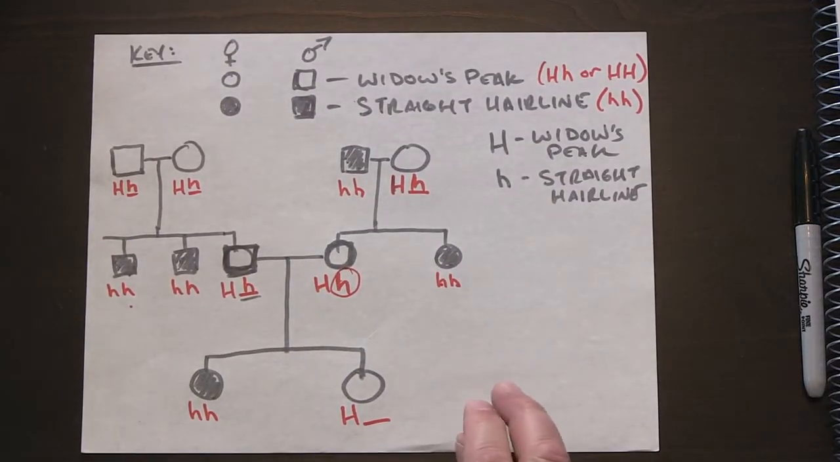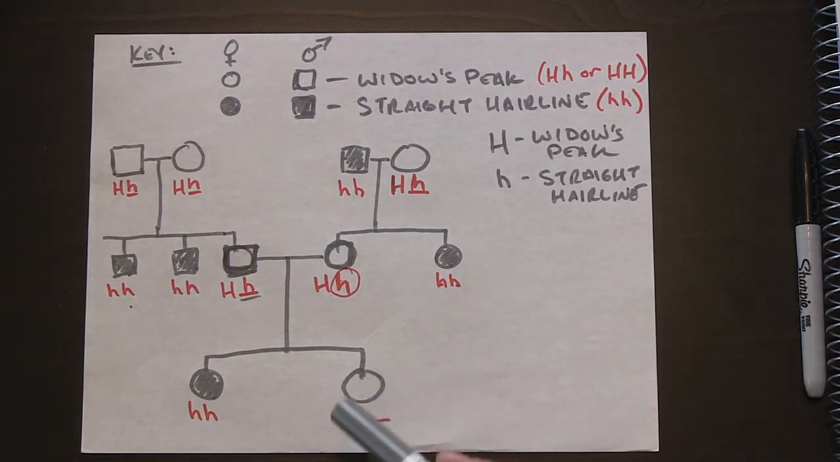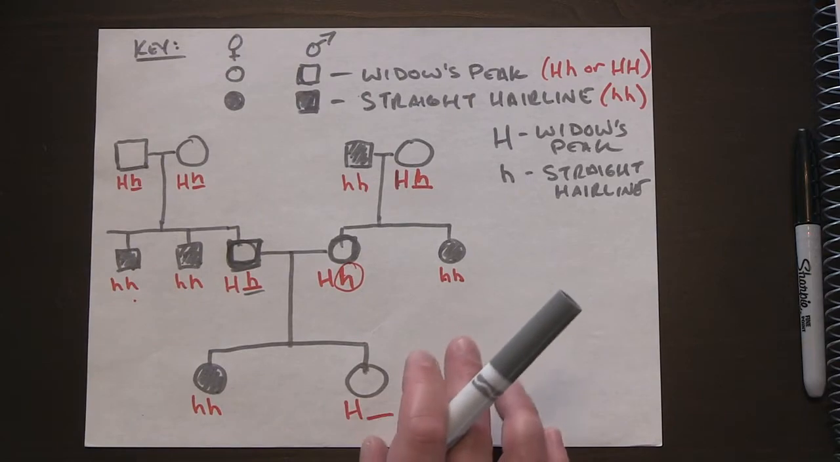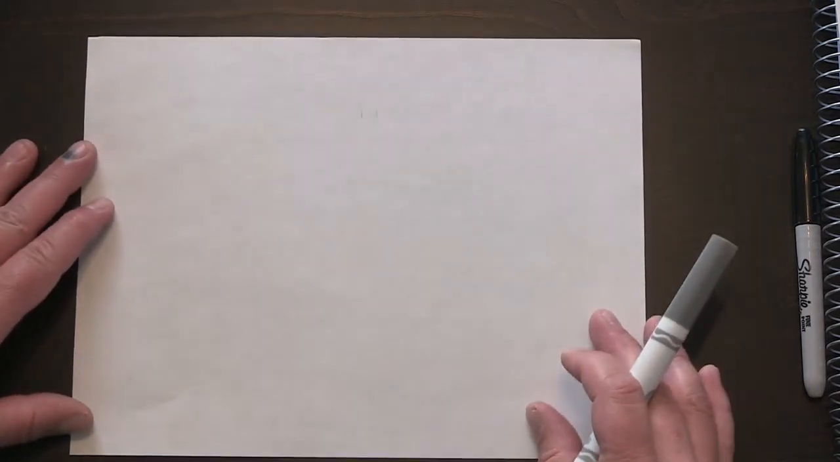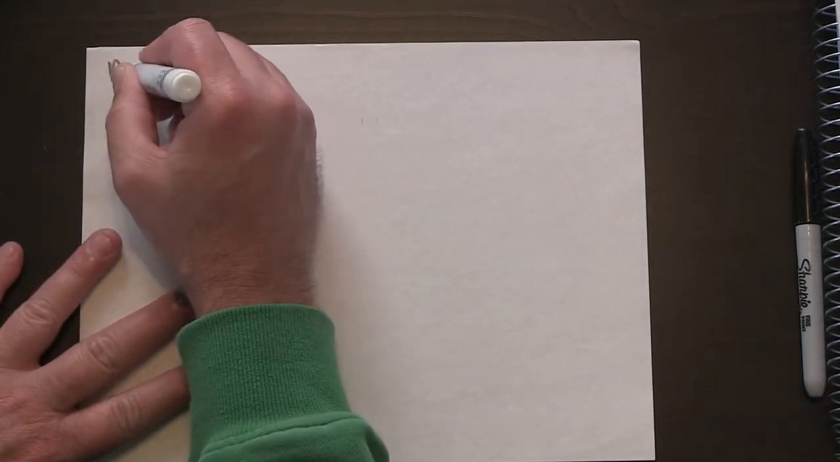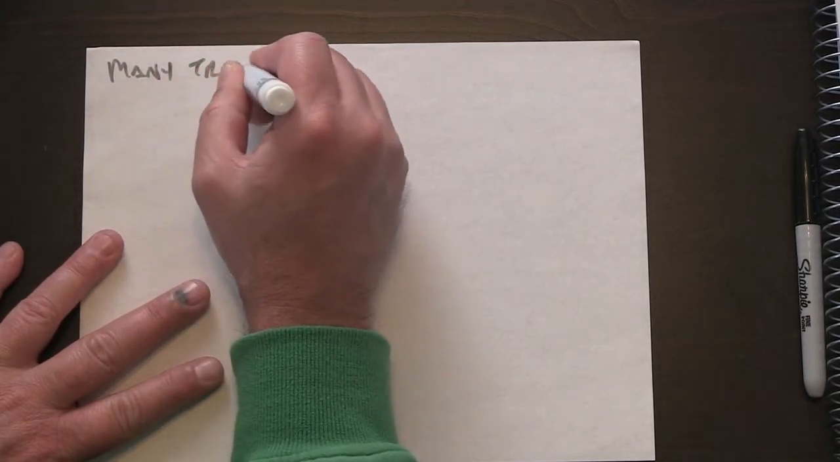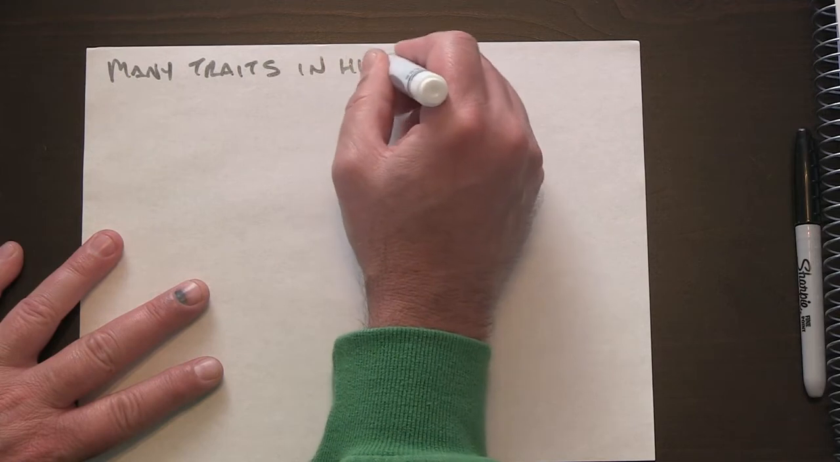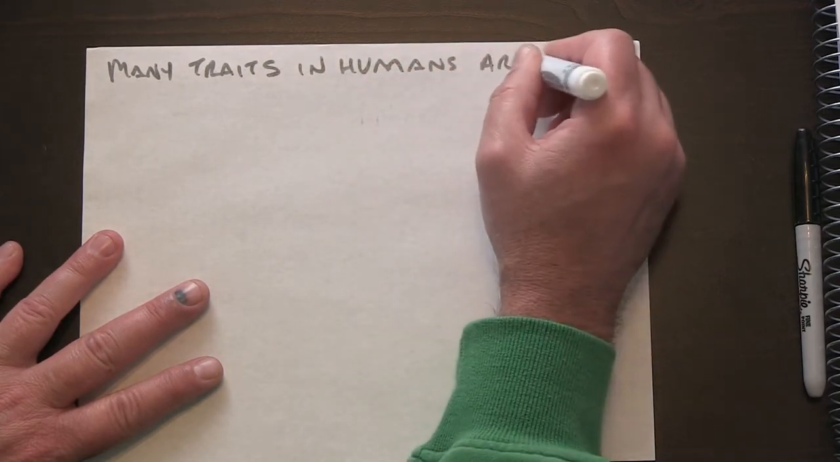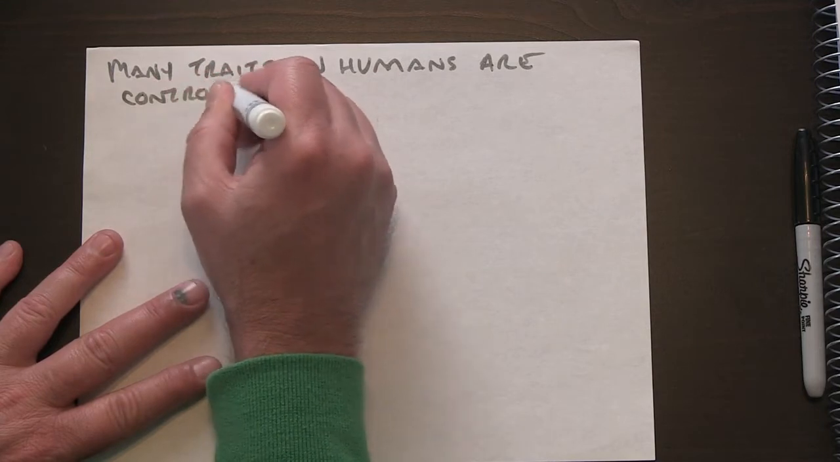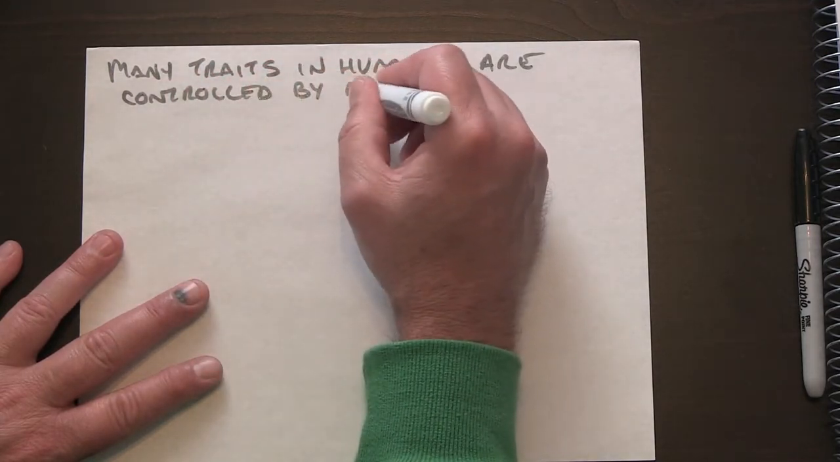Right? I'm sure you're wondering, am I going to have to do this in class? The answer is no. You just have to know how a pedigree kind of works and what it does. I'm not going to ask you to fill out one of these things or go back and sleuth your way to figure out whether someone's got attached or unattached earlobes, another thing that's controlled by a single gene. Okay, so there are many traits in humans that are controlled just by a single gene.